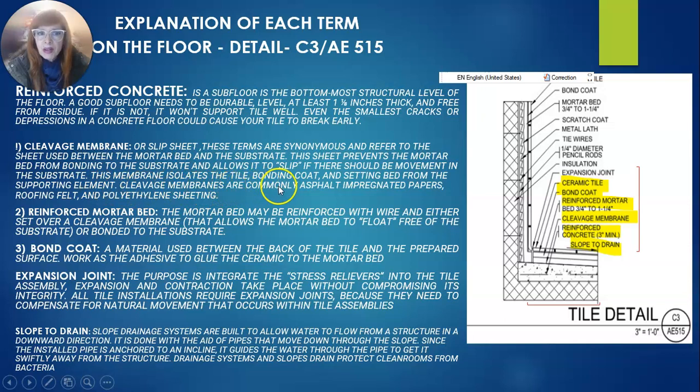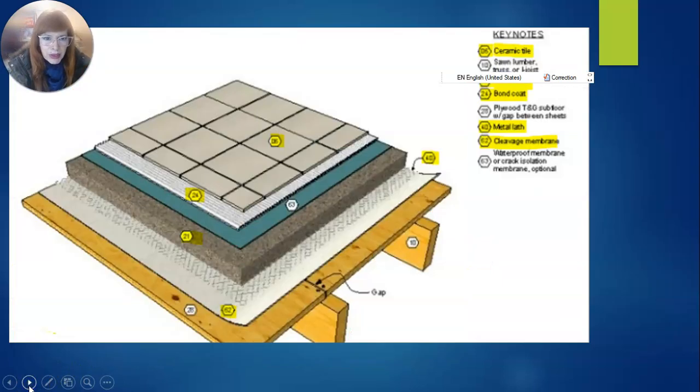Cleavage membranes are commonly asphalt-impregnated papers, roofing felt, and polyethylene sheeting. Okay, I can show you the image of the cleavage membrane. Here it is over the wood, but in our case it is over the concrete. They place it in this form to avoid the slip.